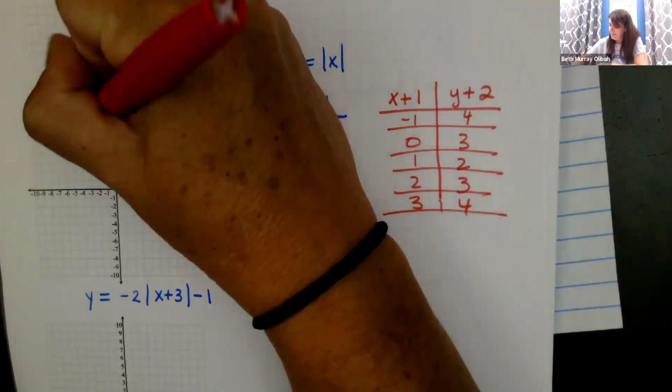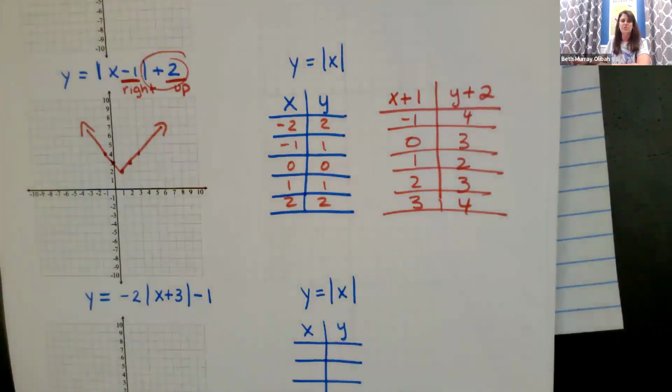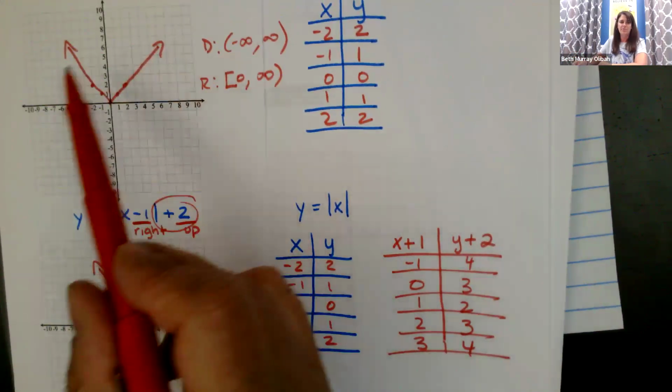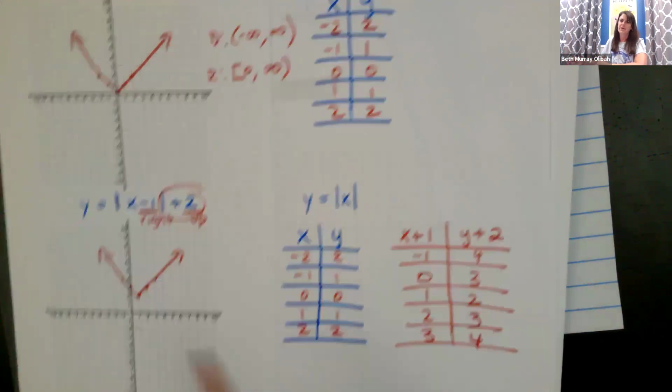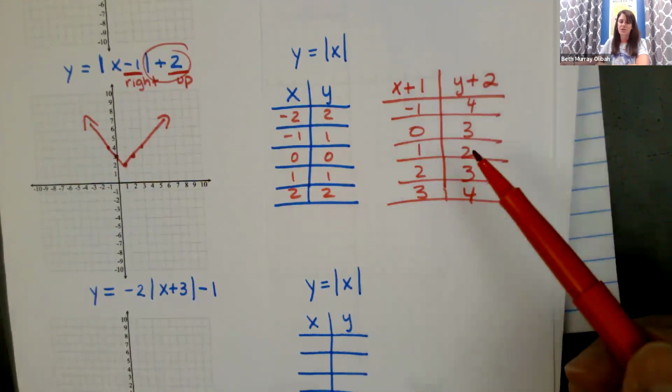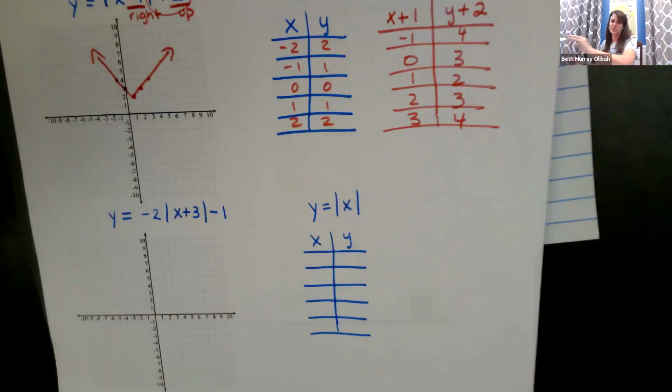So again, I could have done this by just taking my original graph that I had up here, the parent function, moving it 1 to the right and 2 up. I could have done that pretty easily. But this method is good to know for when the problems get trickier and trickier.